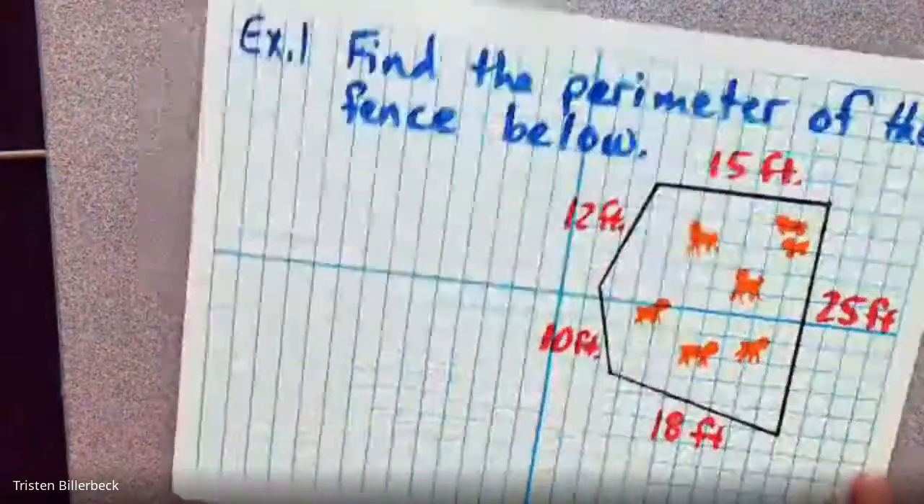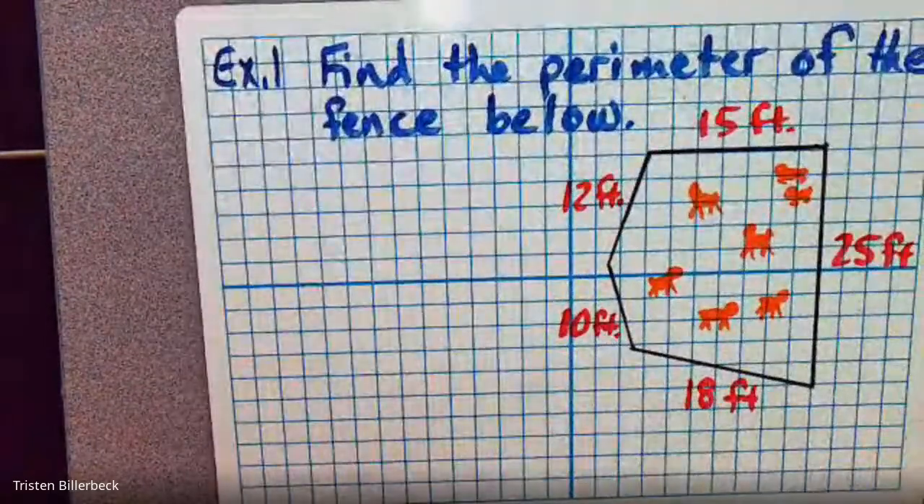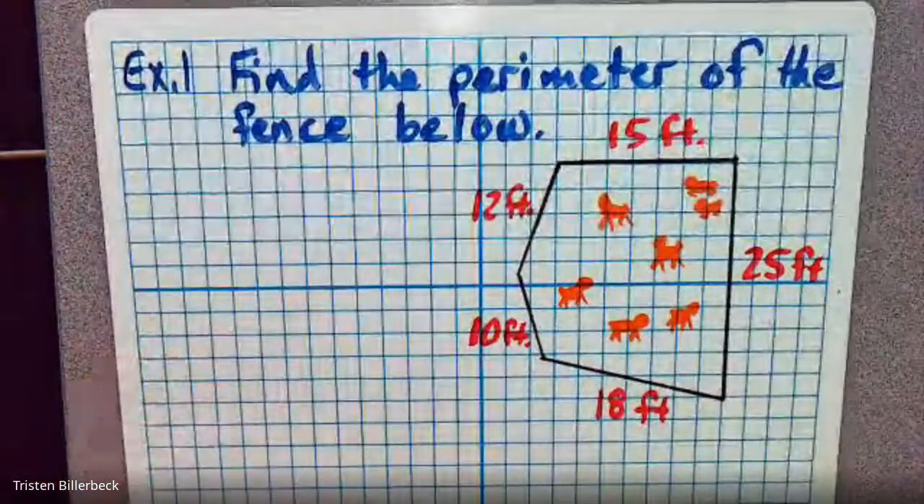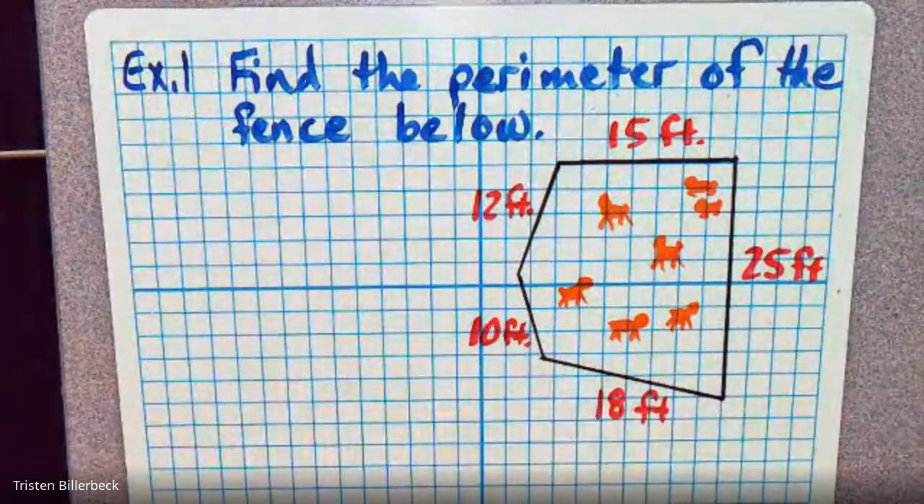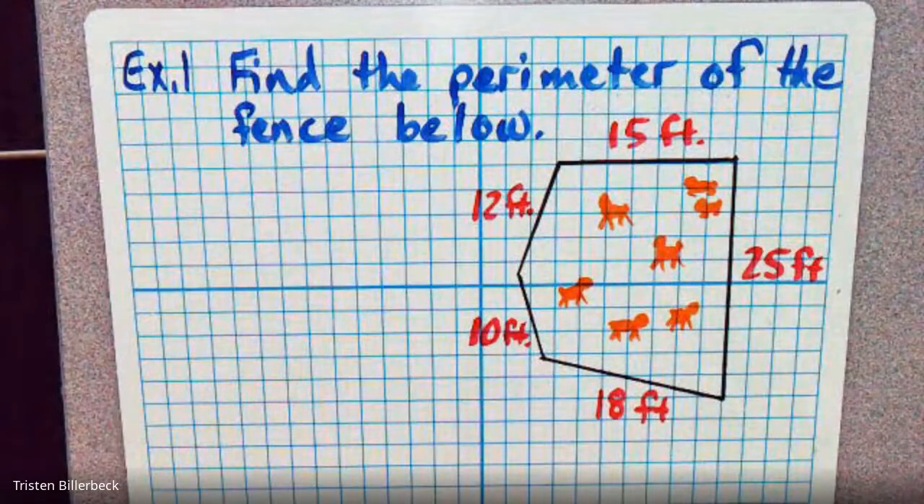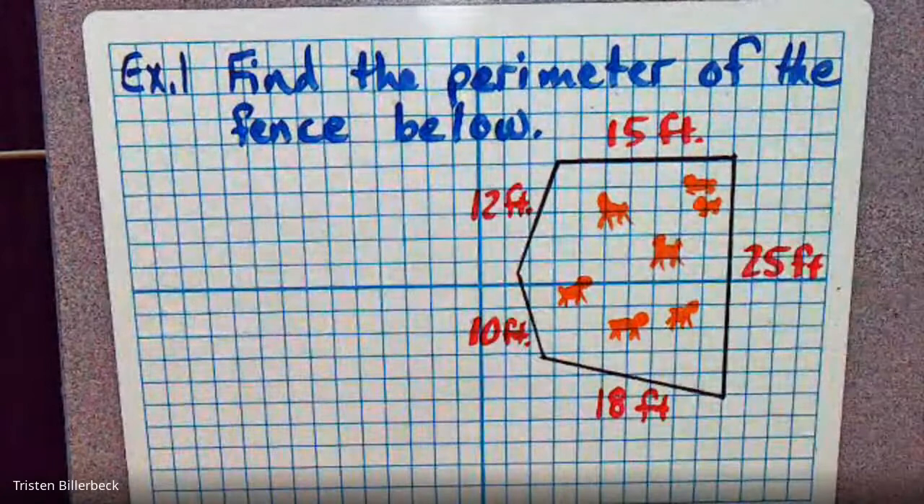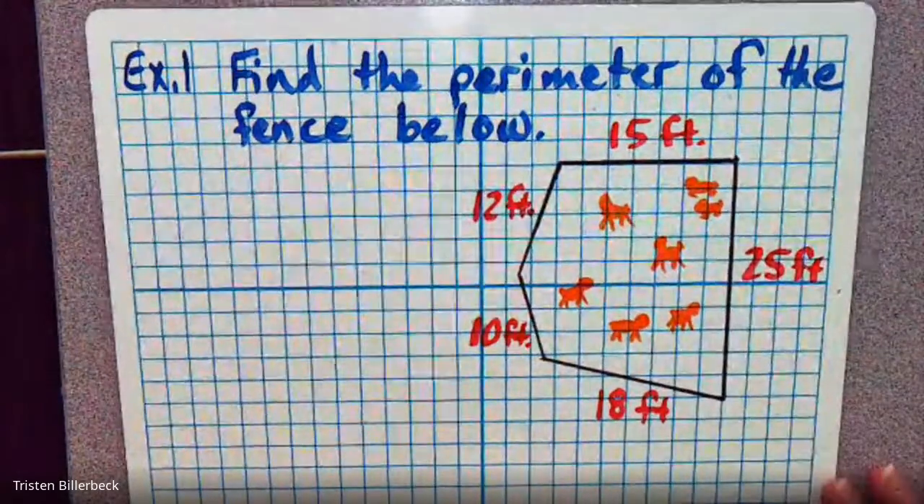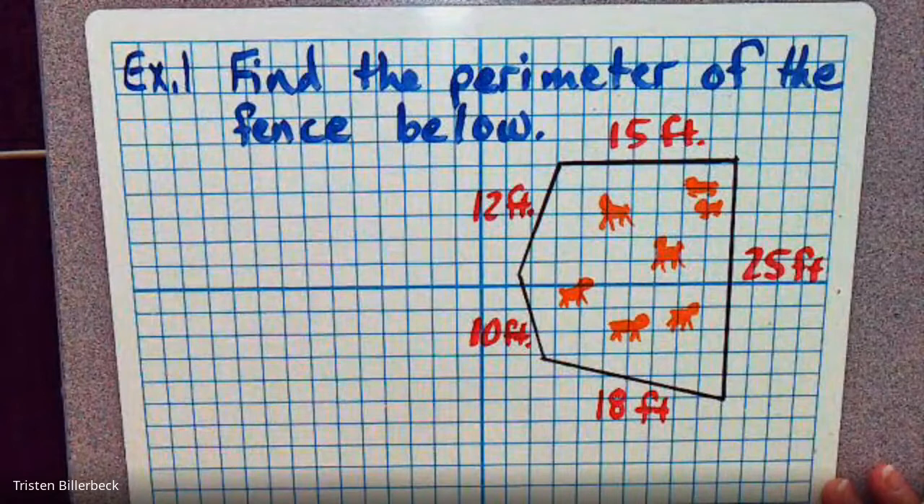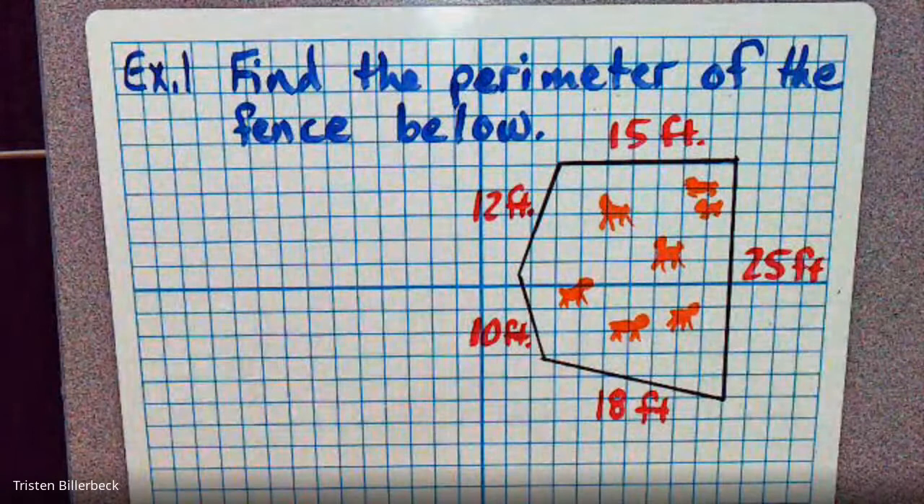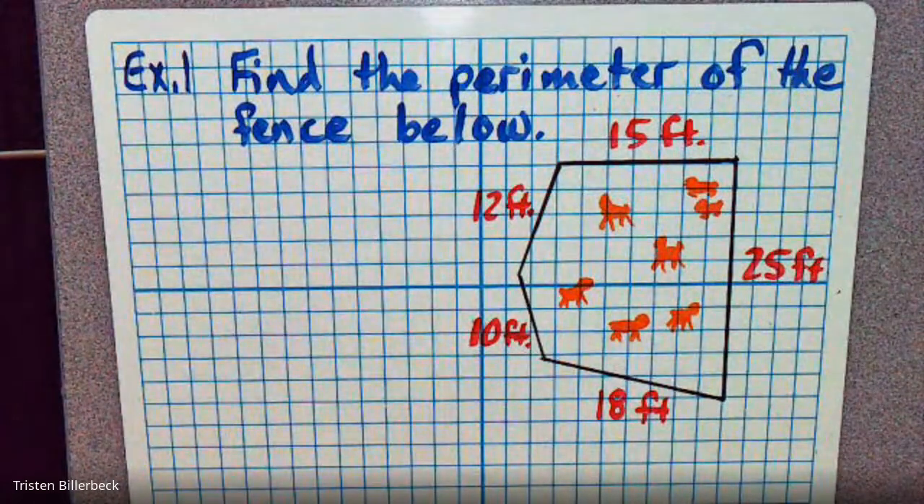So if we had a little ranch and we wanted to make a fence around the sheep or cattle or whatever we want to imagine my little orange creatures are, and the ground was kind of odd, so we couldn't make a nice straight fence. We want to find out how much fencing we need to make this little pen. So what we would need to do is find the perimeter of where we would like to put the fence so we can buy the fencing material.